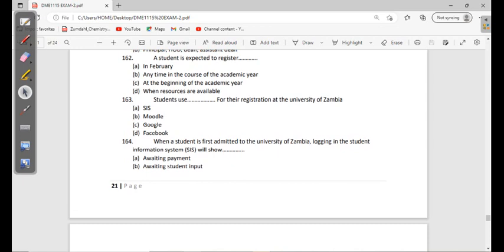163. Students use dash for their registration at the University of Zambia: SIS, Moodle, Google, Facebook. So every student gets to use SIS, that's the Student Information System.